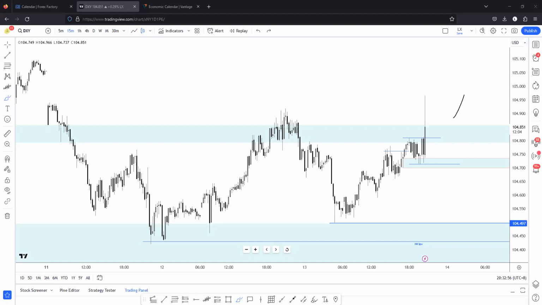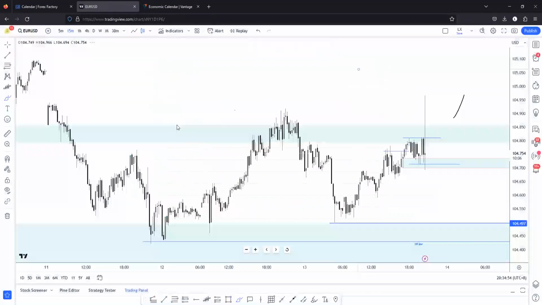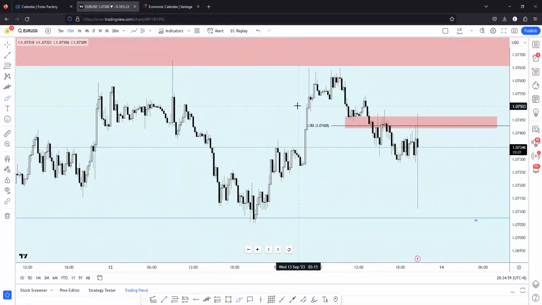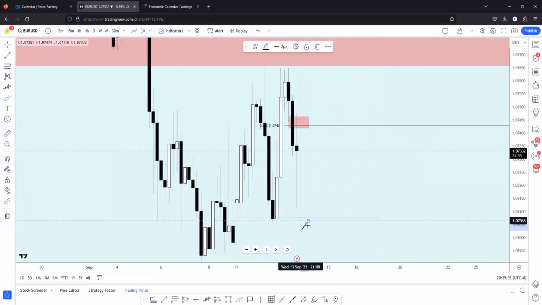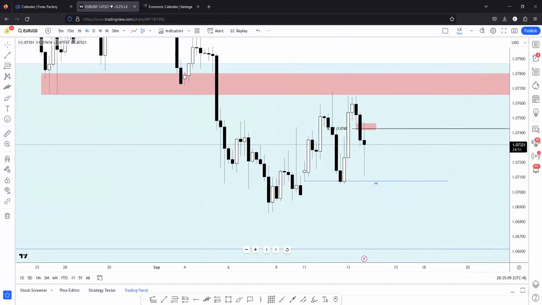Okay, and I have a question: how do you choose this exact H4 low on euro dollar? Let's take a look at that. If you take a look at euro dollar, the H4 low on US dollar... Oh, I believe you're talking about this. Okay, so this low, you can see that this H4 low on US dollar was chosen with this area here.